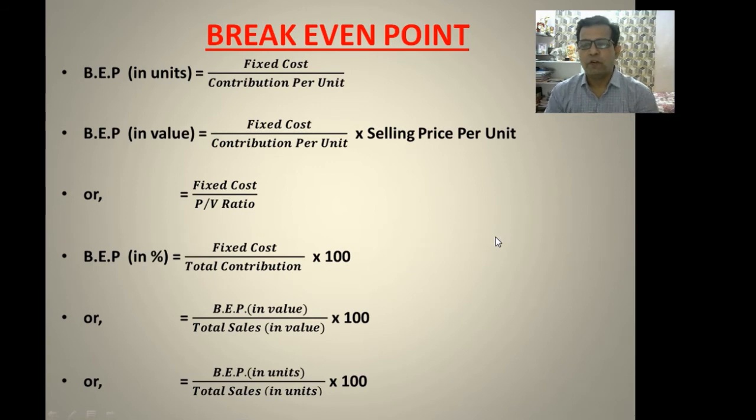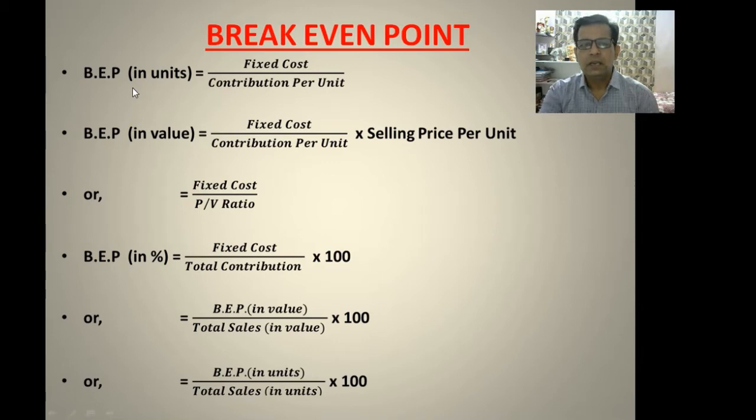But before we start with the formulas, remember one thing. Break-even point can be calculated either in the number of units or in terms of rupee value, that is what we call rupees amount or value. And one important thing to remember, not only for break-even point but for any calculation: if you want your answer in units, divide the equation by contribution per unit. If you want your answer in rupees, divide the equation by PV ratio.